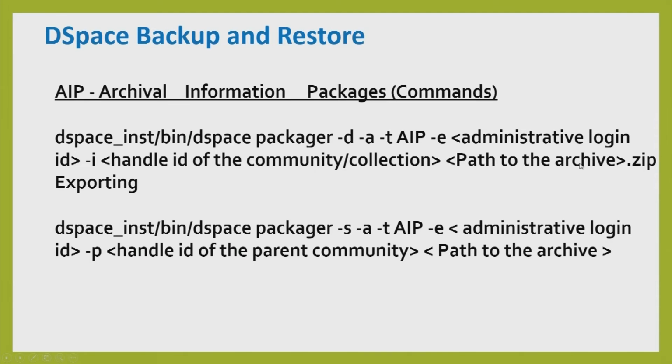So, that is the archival path, you give any path or you give the file name and then a zip. So, this will create the zip file for you, and similarly in another machine when you are giving this command, you again give this command with the same type of administrative login ID, and this is the parent community ID, and this is the path of this file of which you have taken a backup.